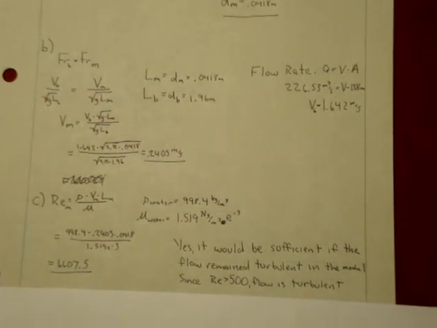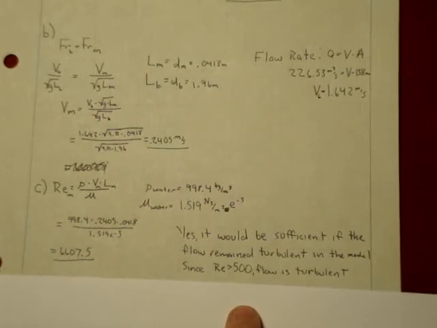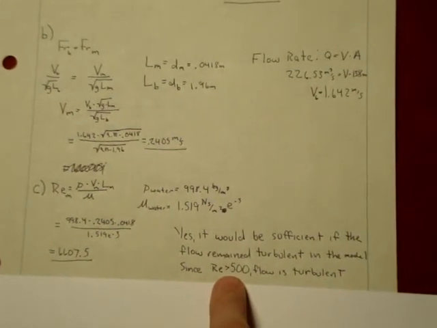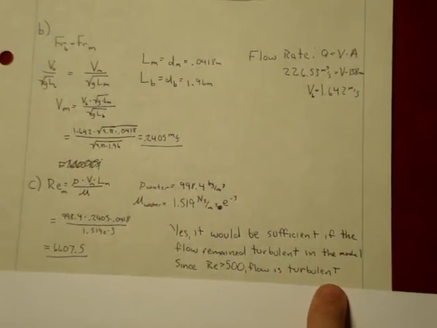6,607.5. To answer the question, yes, this would be sufficient if the flow remained turbulent in the model. Since our Reynolds number is greater than 500, our flow is to be considered turbulent. And that is how we do problem 4.